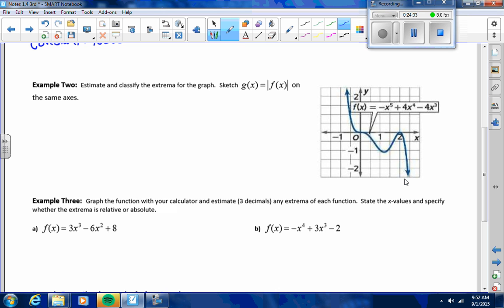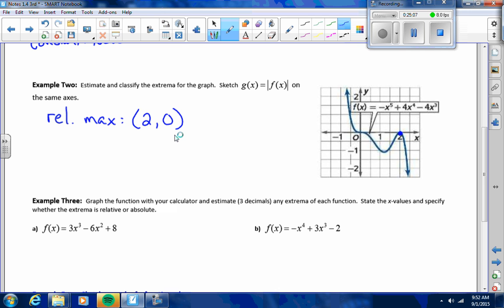Okay, so no absolutes. Do we have any relative maximums or minimums? Yes. Okay, so let's talk relative max. Does it ever come somewhere in the graph to a defined peak? Yes. Okay, so now we need to estimate where that's at. Looks like it's at 2, 0, right there. So we're estimating that to be the point (2, 0).